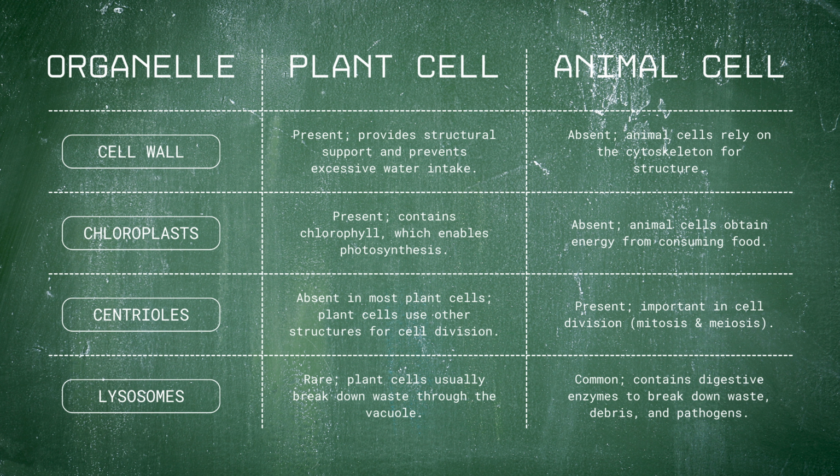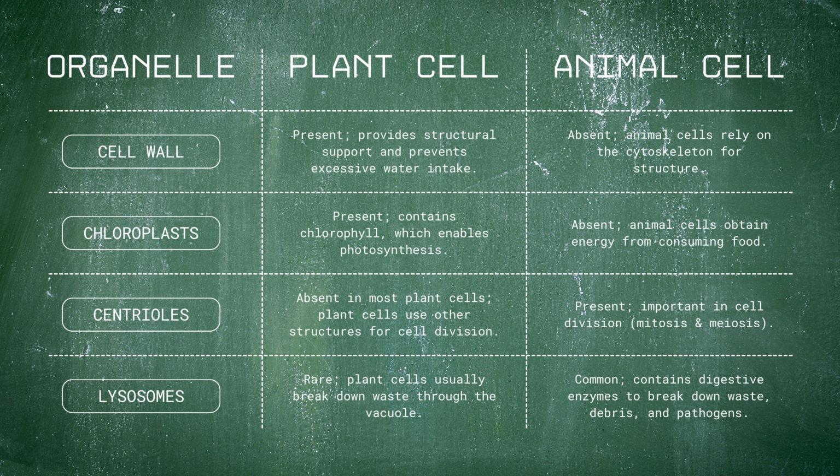Plant cells also contain chloroplasts, the green structures filled with chlorophyll. These act like solar panels, capturing sunlight to make food through photosynthesis. That's why plants can produce their own food, while animals must depend on other sources.